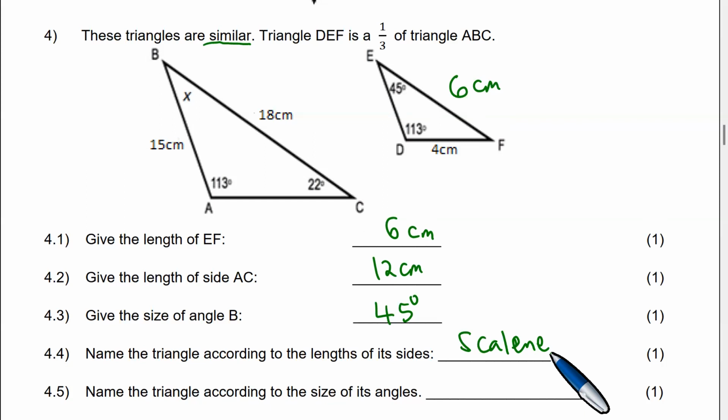Wait, is it an obtuse angle? Yeah, it is called an obtuse angled triangle. Why is it obtuse? Because we have an angle here more than 90 degrees in the triangle. Okay. Next.